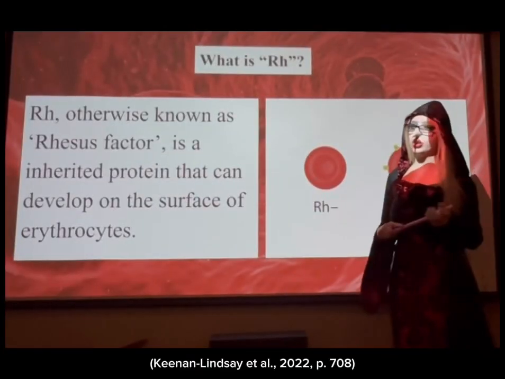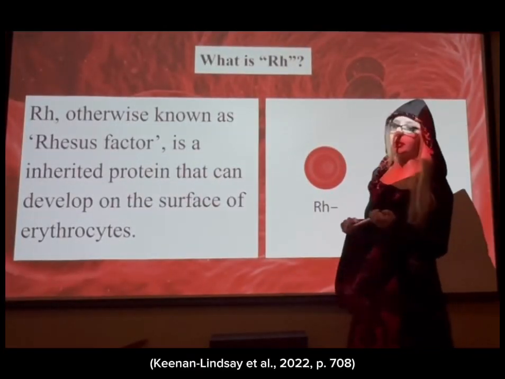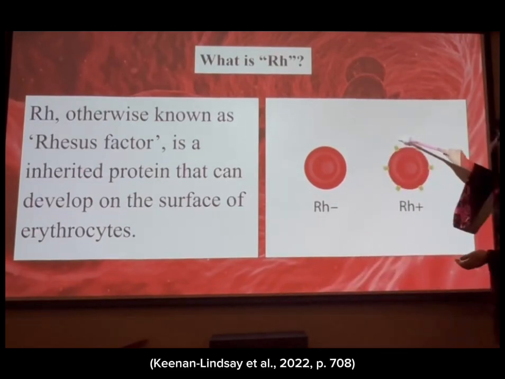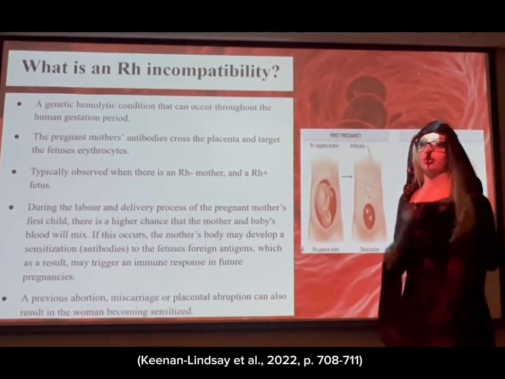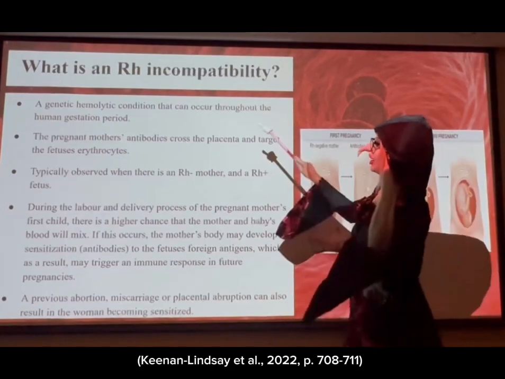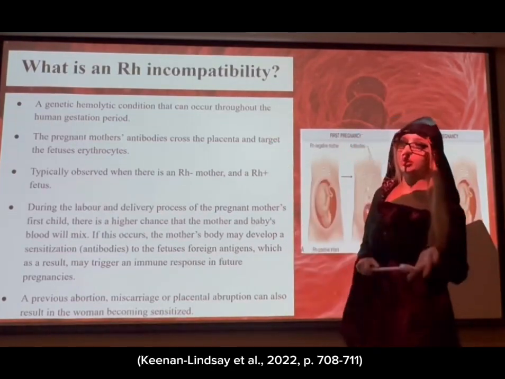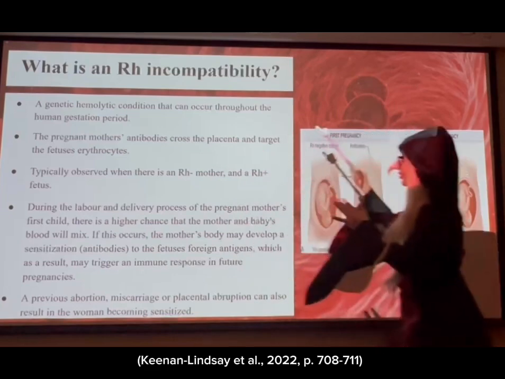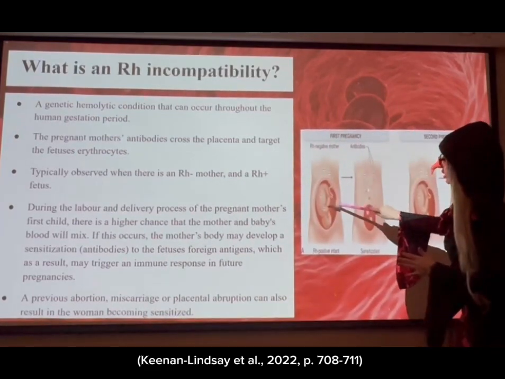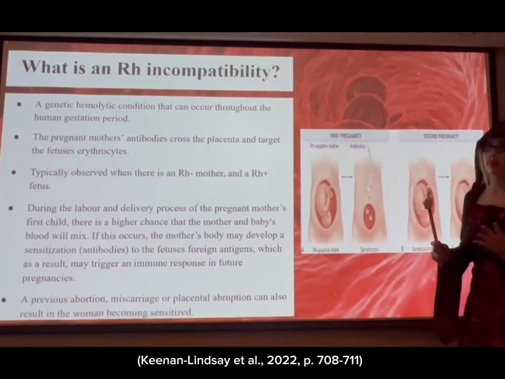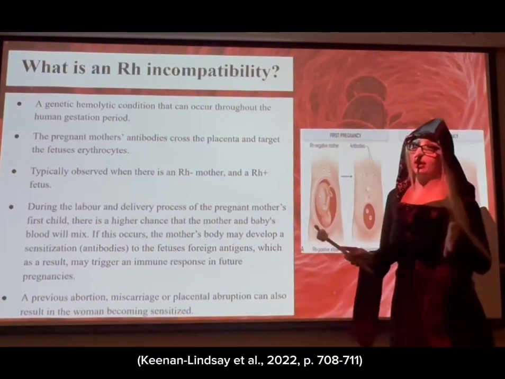What is Rh? Rh is an inherited protein that can develop on the surface of erythrocytes. What is an Rh incompatibility? It is a genetic hemolytic condition that can occur throughout the human gestation period. The pregnant mother's antibodies cross the placenta and target the fetus's erythrocytes. It's typically observed when there's an Rh negative mother and an Rh positive fetus.